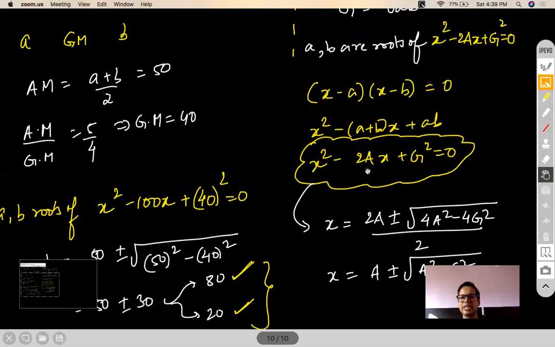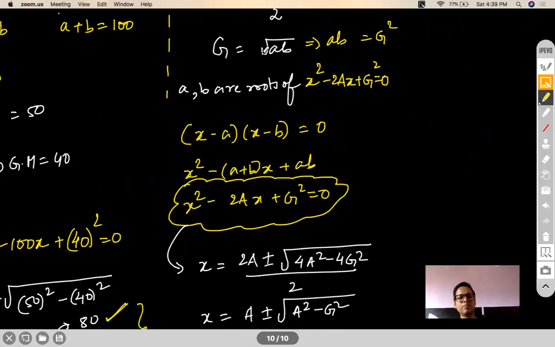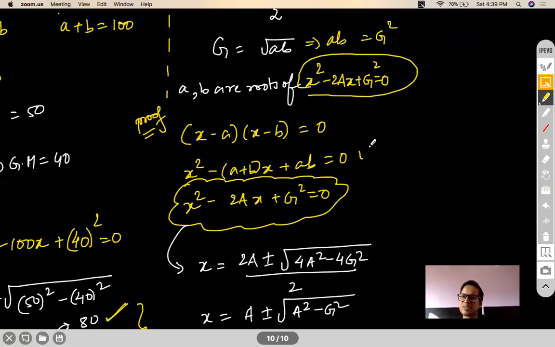See, if you know the arithmetic mean of two numbers and you know the geometric mean of two numbers, then the two numbers will act like the roots of this equation. Why? The proof of this I have already given over here. If a and b are roots of any quadratic, that quadratic should have factors as x minus a and x minus b, correct? So this quadratic will be formed.